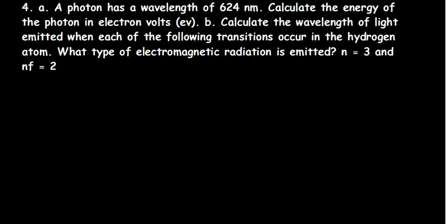Question 4. So part A says a photon has a wavelength of 624 nanometers. We need to determine the energy of the photon in electron volts.